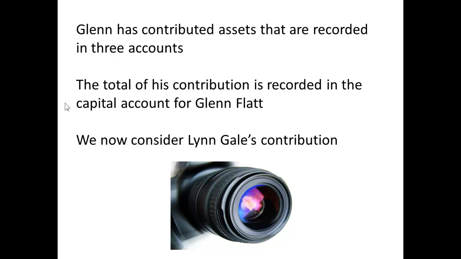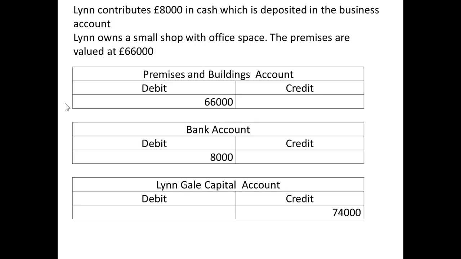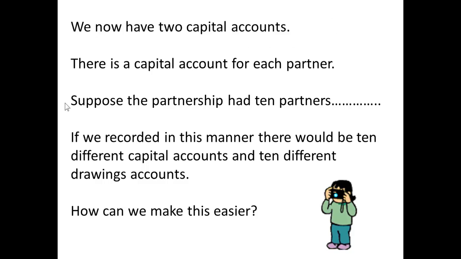So, let's now consider Lynn Gale's contribution. Lynn has £8,000 in cash, which she deposits in the bank account for the business, and she also puts in the premises that she owns, which are valued at £66,000. So the entries are going to be £66,000 for premises and buildings, £8,000 into the bank account, and that's £74,000 as a credit to the capital account for Lynn Gale.